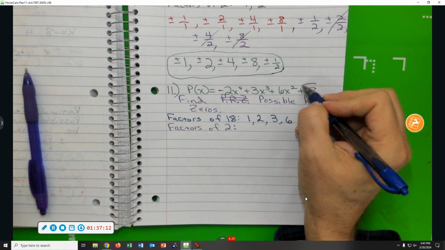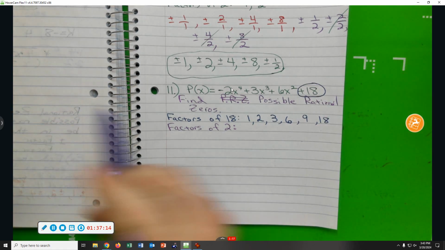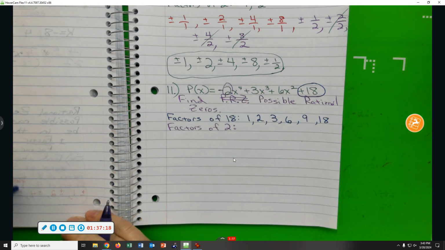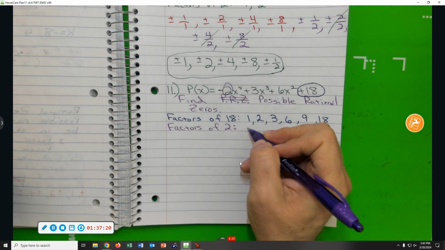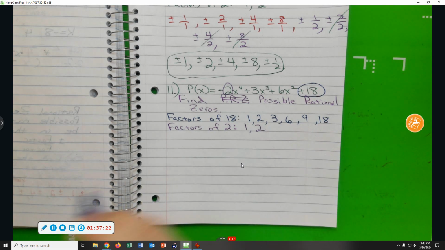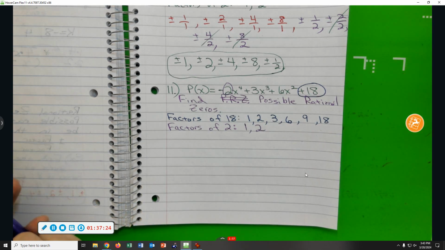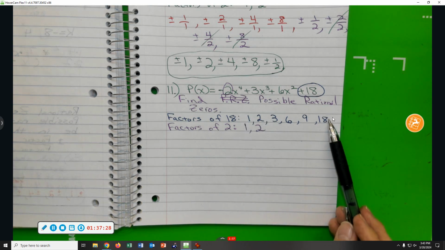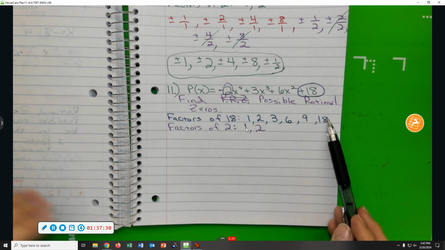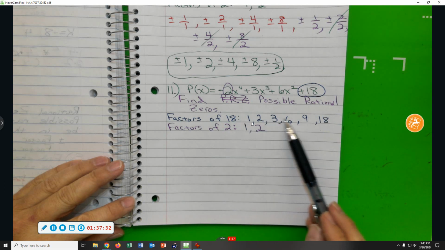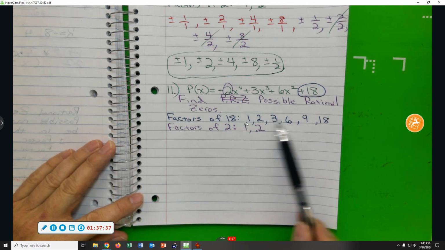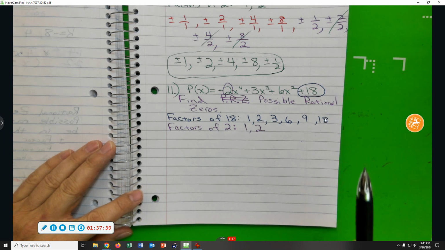Here are the numbers we're using. 18, and now 2. And what are the factors of 2? Just 1 and 2. Okay, so here we go. You take all of these numbers here and put them over... You take all the factors of 18 and put them over 1. Then you take all the factors of 18 and put them over 2.